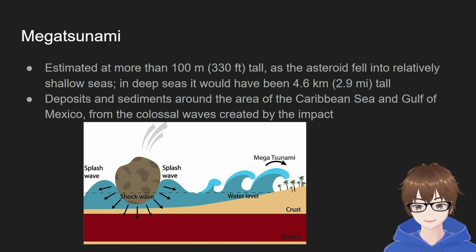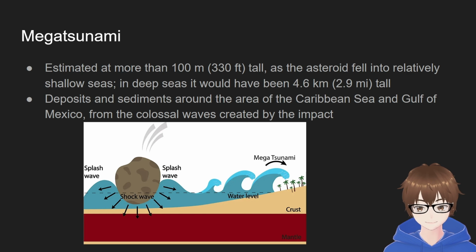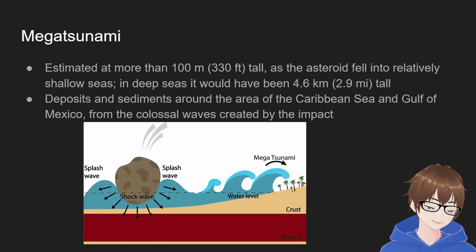And the deposits of sediments around the area of the Caribbean Sea and Gulf of Mexico from the colossal wave created by the impact. So you can see the sediments and stuff still from where the crater ended, I guess, where all the sediments from the mega tsunamis ended up. So I have a picture here of basically what happened.